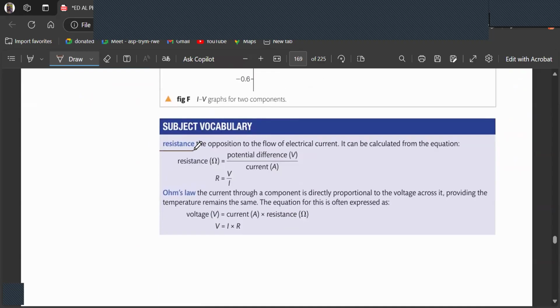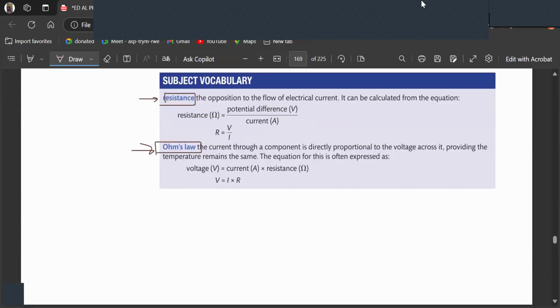Yep. So can you define resistance? Read it from here and then read Ohm's. Resistance is the opposition to the flow of electrical current, calculated from the equation: resistance is equal to potential difference over current. Ohm's law is the current through a component is directly proportional to the voltage across it, providing the temperature remains the same. The equation for this is often expressed as voltage is equal to current times resistance. Good job. All clear? Yep. Good job.